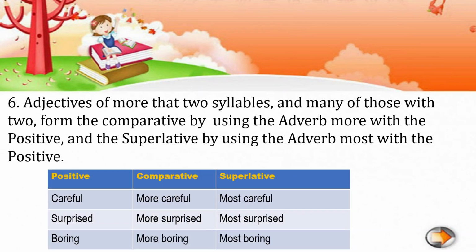Let's see the sixth rule. Adjectives of more than 2 syllables and most of those with 2 form the comparative by using the adverb more with the positive and the superlative by using the adverb most with the positive. Let's see the example. The positive word is careful. For comparative, we will be adding more: more careful, and for superlative, most careful.